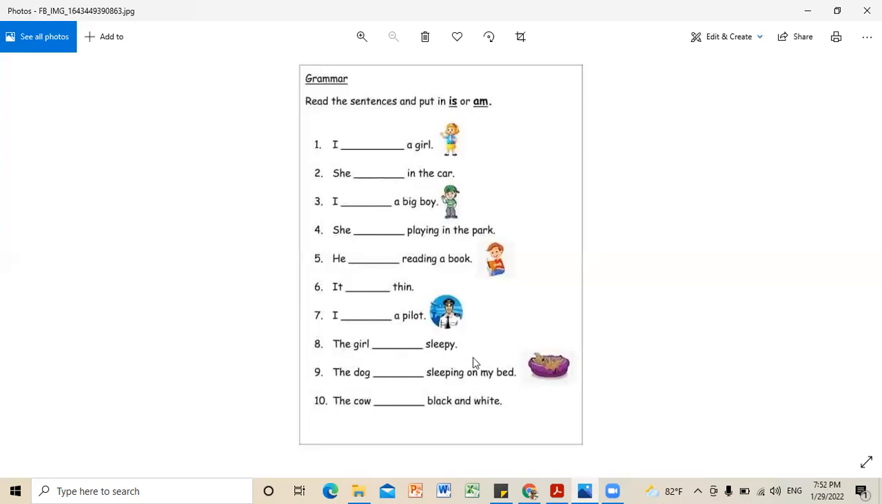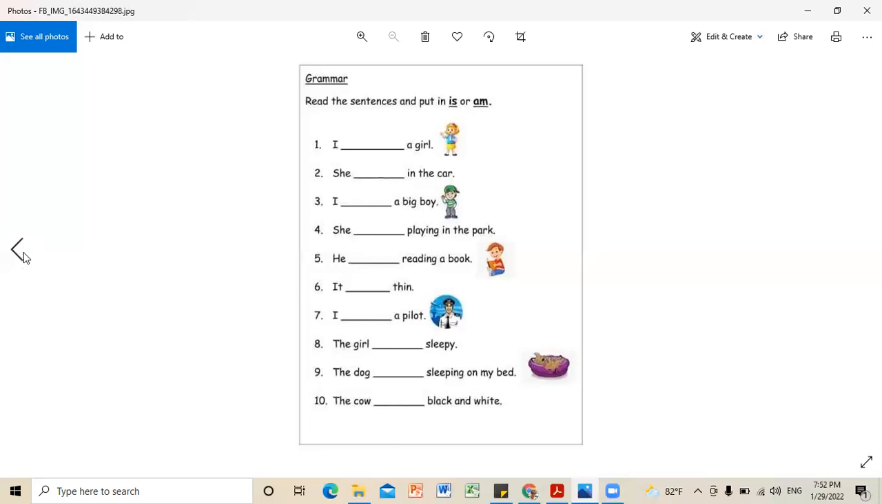The girl is sleepy. Ninth one. The dog is sleeping on my bed. Is. Yes, very good. The dog is sleeping on my bed. Tenth one. The cow is black and white. Is. Yes, very good. The cow is black and white. So I think you are familiar with where we have to use is, and where we have to use am. If I'm talking about myself, I am. But if I'm talking about someone else, it will be she is, he is, it is.